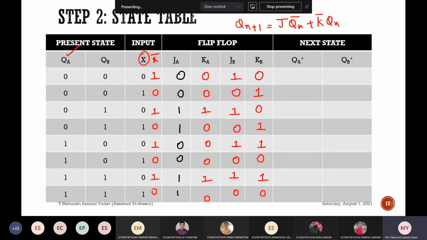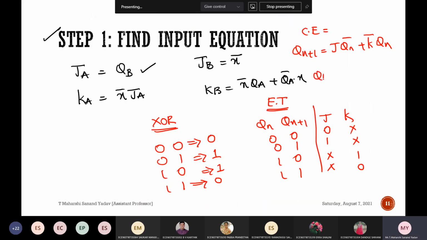Now suppose you want QA plus, tell me the characteristic equation. For QA plus, it will be JA into QA complement plus KA complement into QA. Correct? Similarly, you tell me for QB plus. I'll write here QB plus. So simply you need to add the suffix.